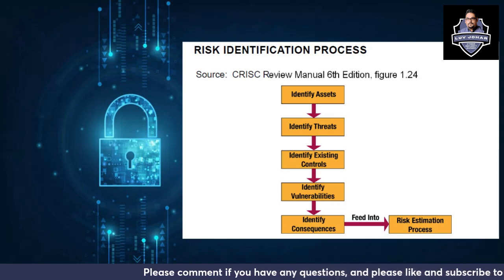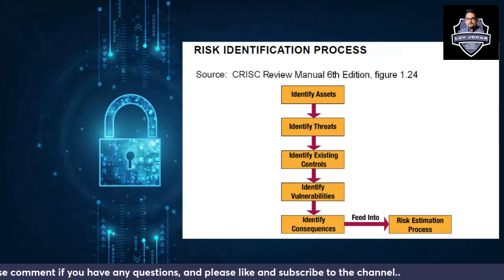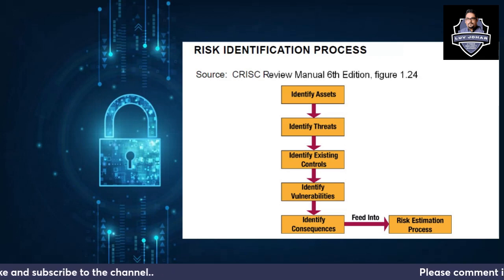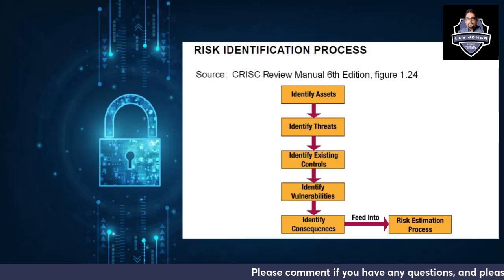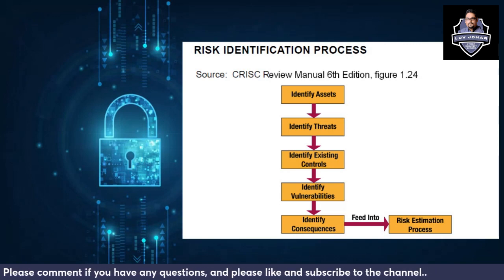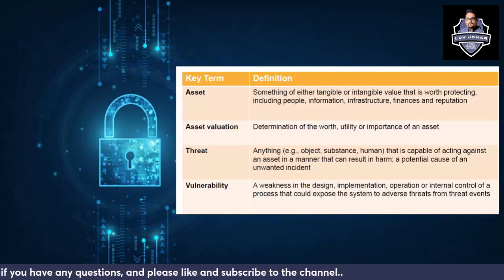You have to identify what are the existing controls in place already. Then you have to identify what could be the vulnerabilities, what could be the consequences if the vulnerabilities are exploited, and then you feed all this information into the risk estimation process. So this is a basic layout. Now we will deep dive into all these blocks one by one for you, so that you can have complete understanding. So here, as you can see, a basic definition of asset.